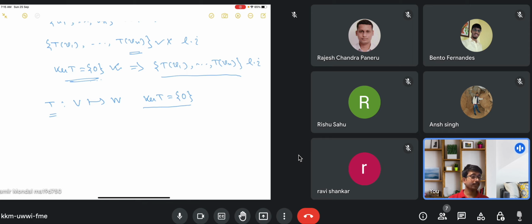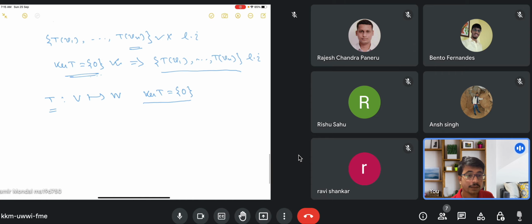And what is the difference between our known function and a linear transformation? What is the power of linear transformation? You can see it from this statement. So your kernel of T is given.